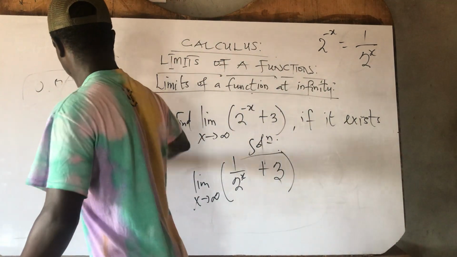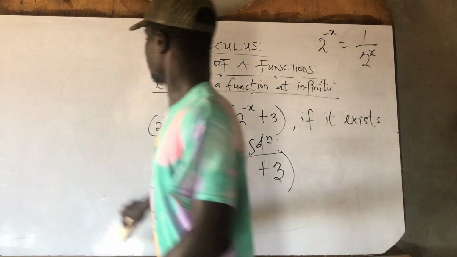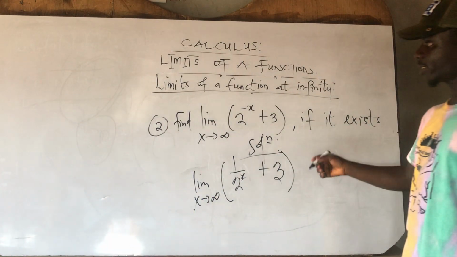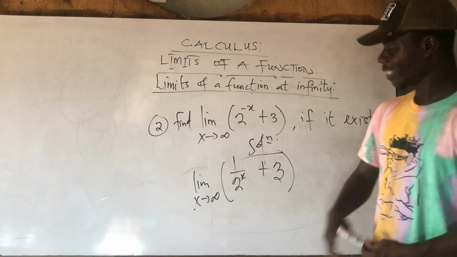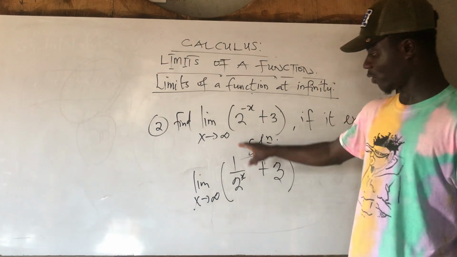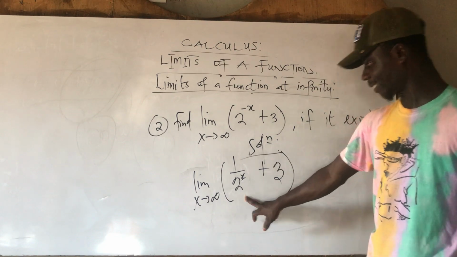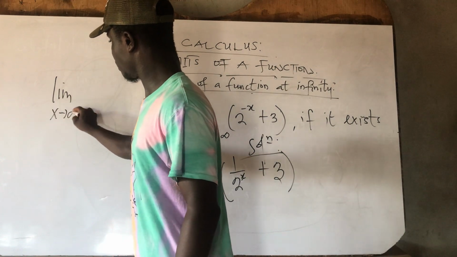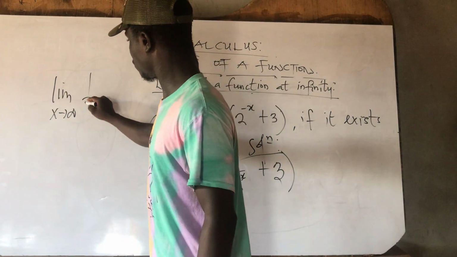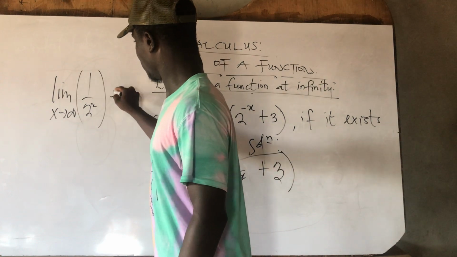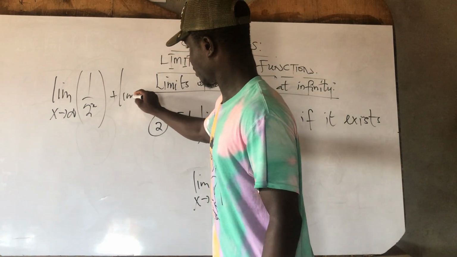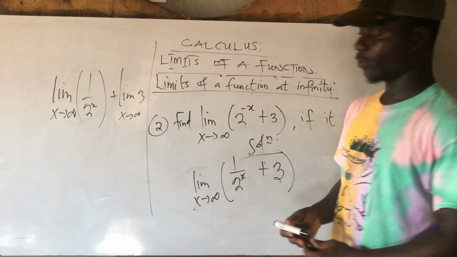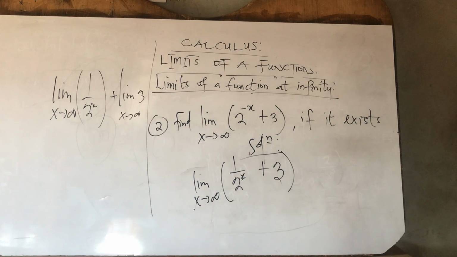So now we can proceed as that. With this, you can see that we take the limit as x approaches infinity of this 1 on 2 to the power x, plus the limit as x approaches infinity of 3. We have it as that.